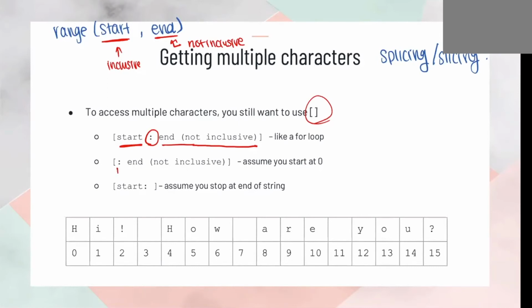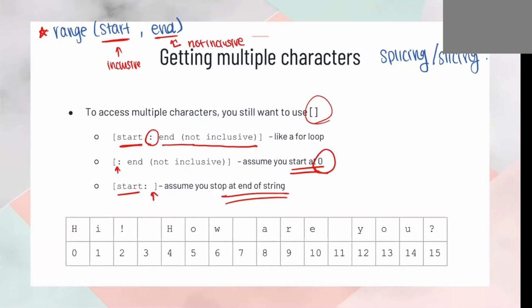If you leave out a start, so there's no start there, notice it goes straight into the colon, then Python will assume that you're starting from the 0th index. If you have a start but you don't have an end, then it assumes that you want to go all the way up to the end of the string. So I just want to reemphasize that this is kind of like using range, where range will give you a start and then an end. Start inclusive, end is not inclusive. So it'll give you a range of numbers given your parameters.